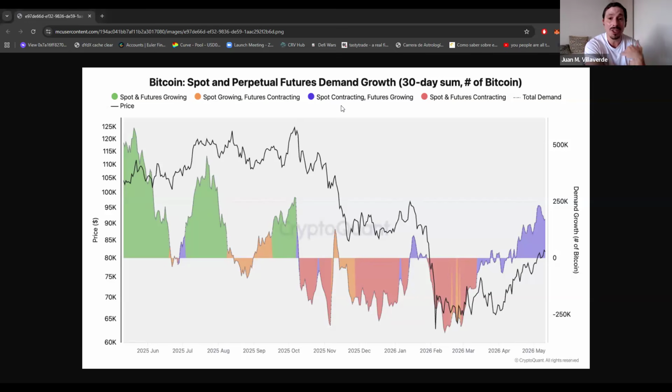Spot contracting, meaning people are selling spot and futures are growing. And these guys have been calling this a perp-led rally all along. They're saying it's actually perpetual futures that are moving this market. And then they have the red areas where everybody's selling. So right now, according to them, the regime we're in is perps are growing, people are buying perps. So they're calling it a speculative rally because the spot activity, according to them, is not there.